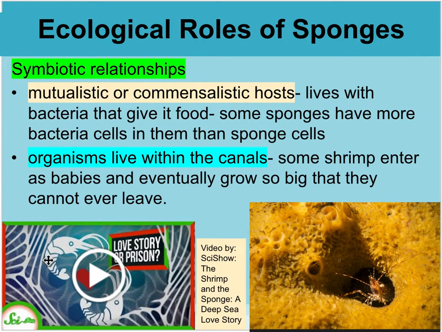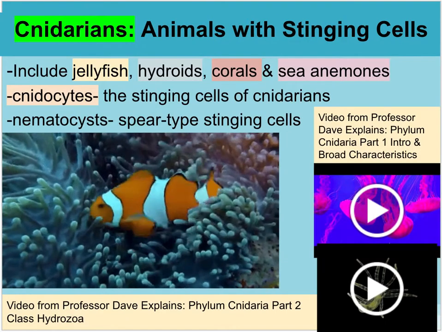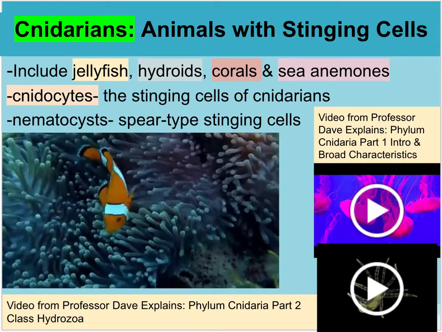Here's a video by SciShow, The Shrimp and the Sponge, a deep sea love story, that you can see more of what that looks like. It's super weird. So sponges, I also said they will go down and bore into corals like this to find a hard surface, and they'll just grow on top of the coral, which kills that chunk of the coral.